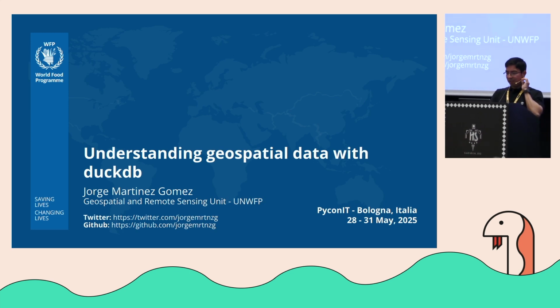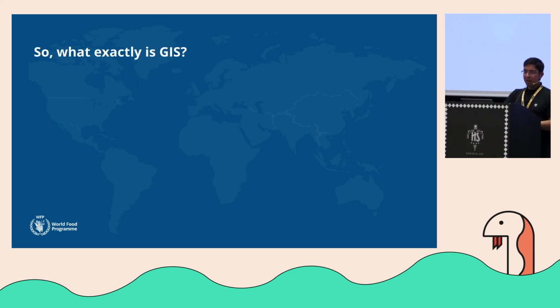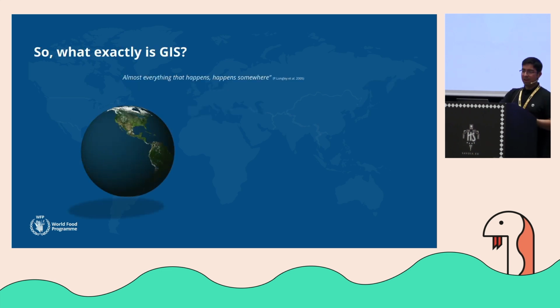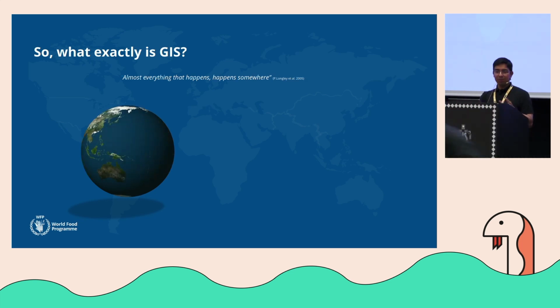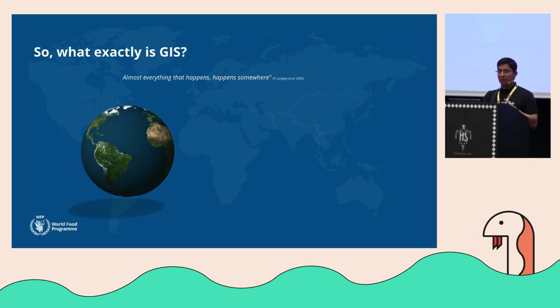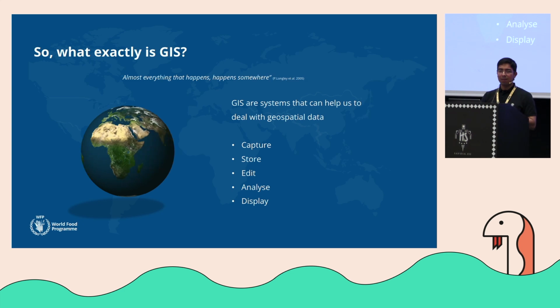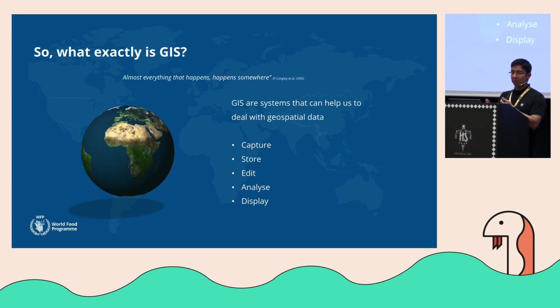Let's get started. The first thing is an introduction about what Geographic Information Systems, or GIS, is. Basically it's location data. It's almost everything that happens somewhere; it has to be related to location. GIS are systems that help us deal with geospatial data. So we can capture data, for example you fill a form, they can track you, or you can send data through the GPS in your cell phone, and then you can store it.